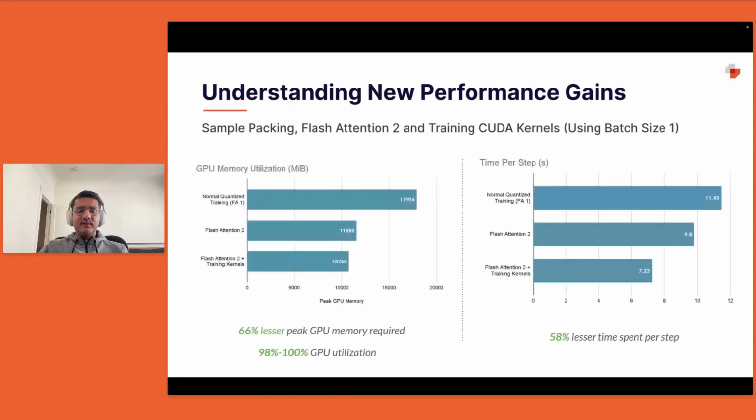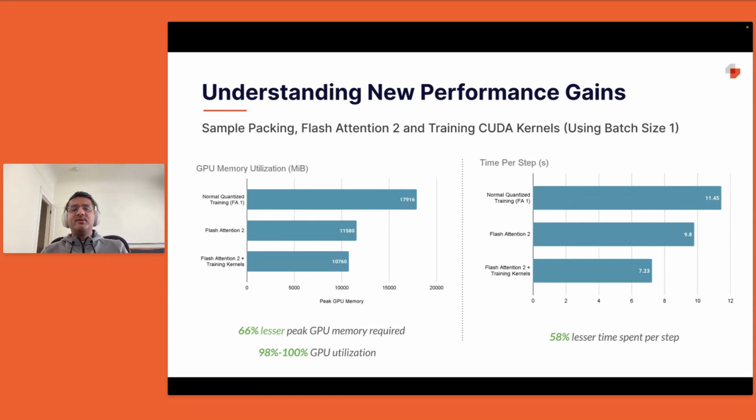And so with that, if we were to combine sample packing, flash attention, and CUDA kernels, you'll see that there's two things that we gain more empirically beyond the paper. The first is the amount of GPU memory. So on the left, the amount of GPU memory you need drops significantly by about 66 to 70%. And in fact, when you do sample packing, after you drop it, you can actually maximize your GPU utilization because you're pushing as much data through during training as you possibly can.